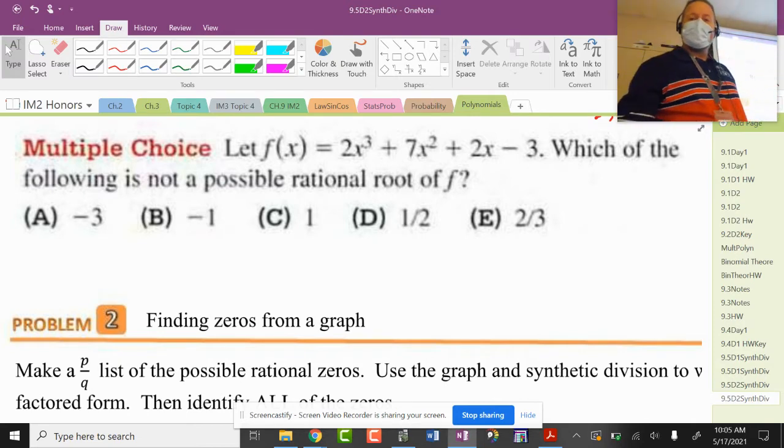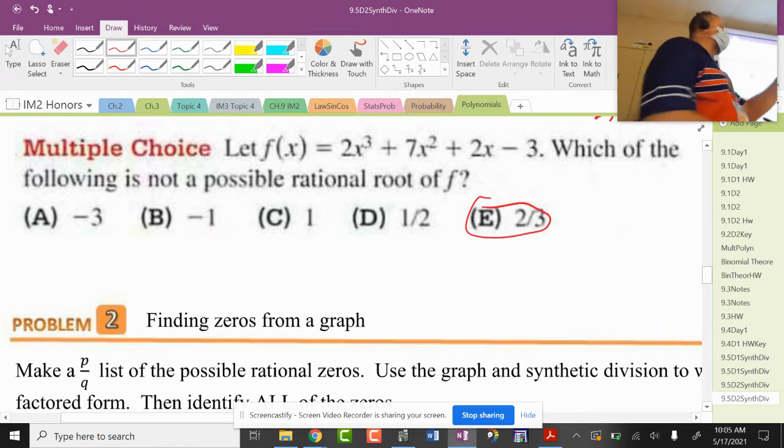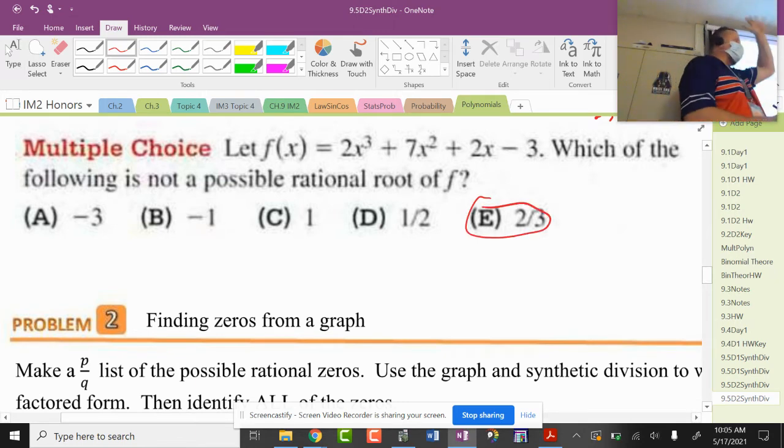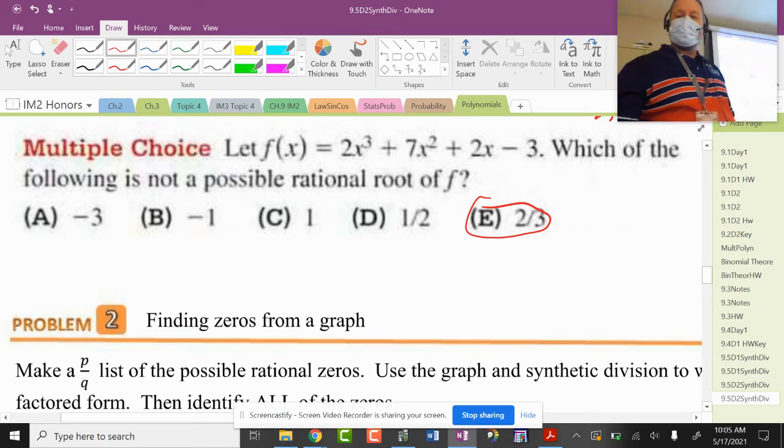Which letter is the correct answer for not being a 0, not being a possibility? Nice. E. Don't say, oh, that's what I was going to say. You were taking too long. When you raise that hand, that should be the end of it.